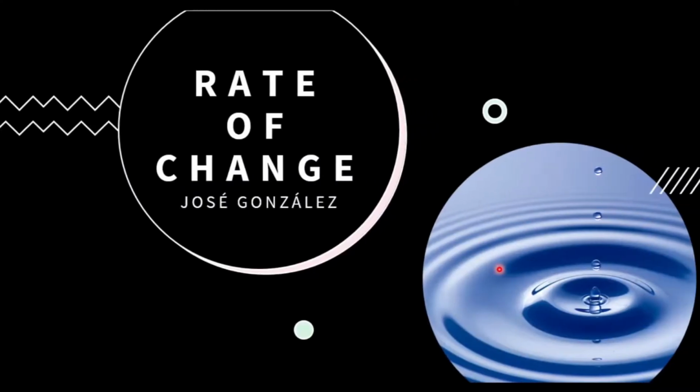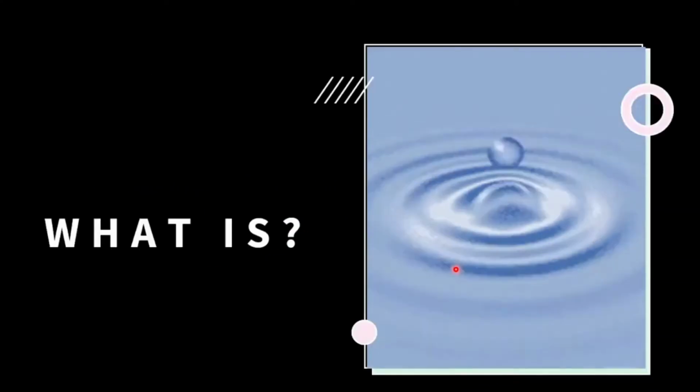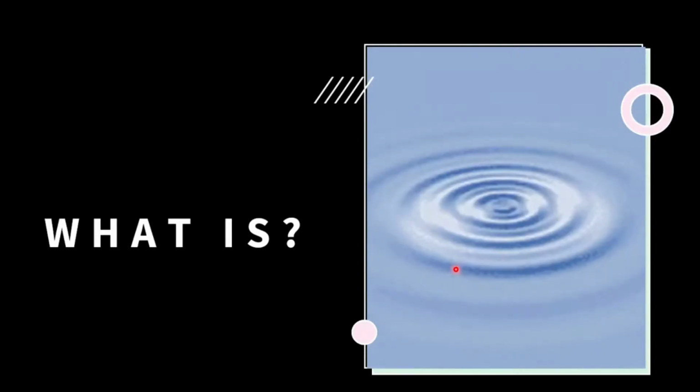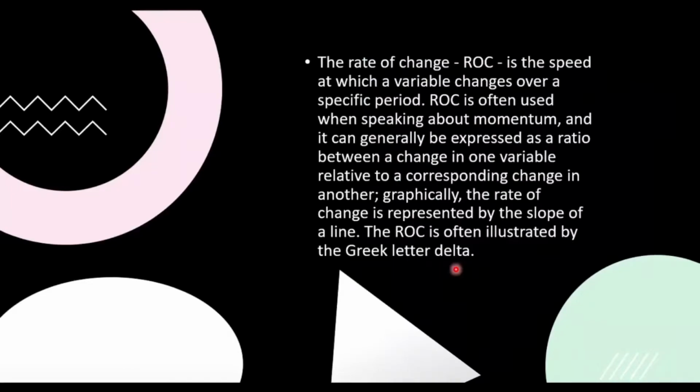Rate of change. What is the rate of change? Firstly, I'll give you the technical explanation in order to know what the rate of change is. The rate of change is the speed at which a variable changes over a specific period of time. ROC is often used when speaking about momentum, and it can generally be expressed as a ratio between a change in one variable relative to a corresponding change in another.